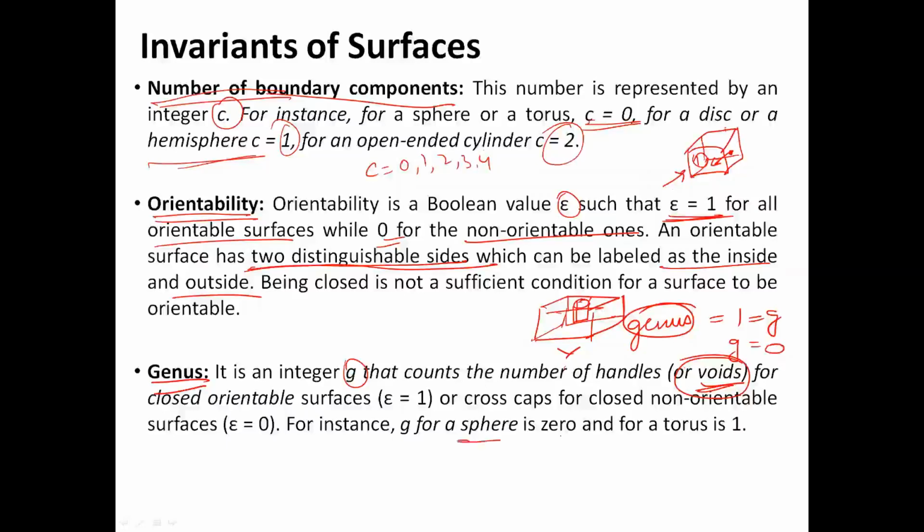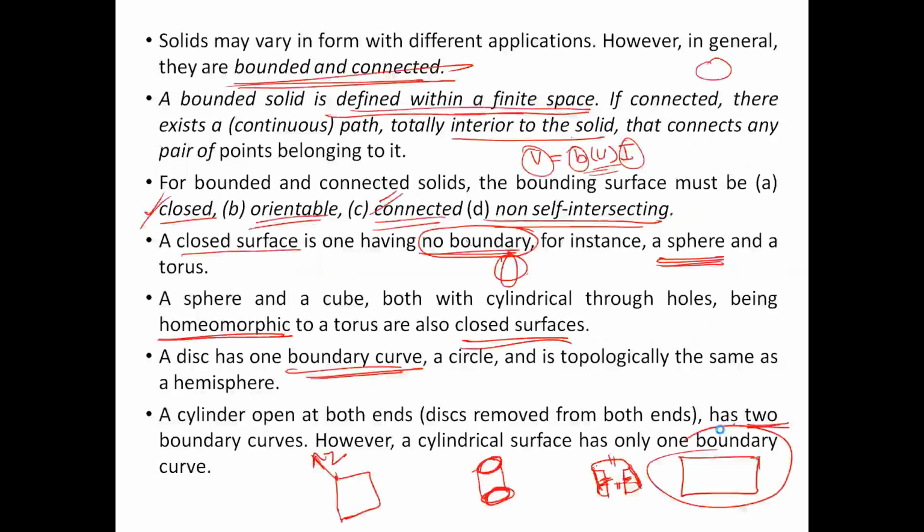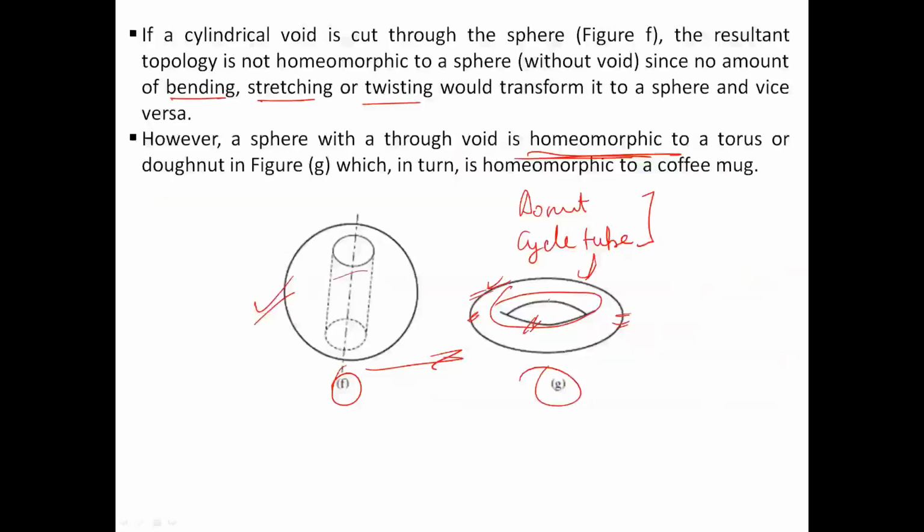So that is why a sphere has 0, whereas torus has 1. If you go back and see the image of torus, this is the through hole that you can observe. Similarly, this is the through hole that you can observe. So here the value of g is going to be 1. But if you take a simple disk, the value of g is going to be 0.